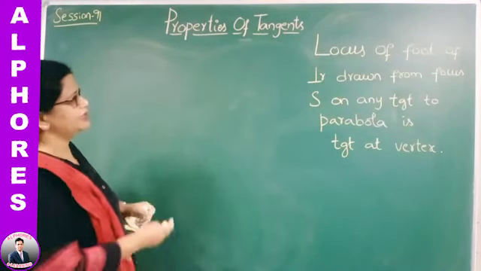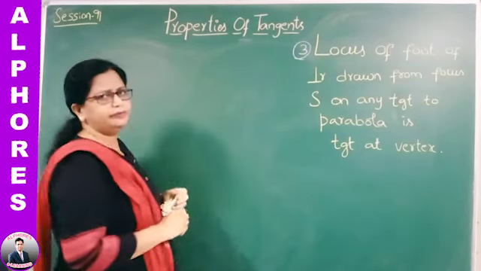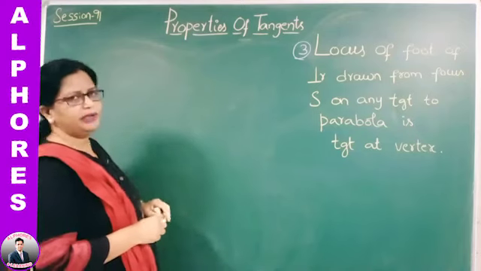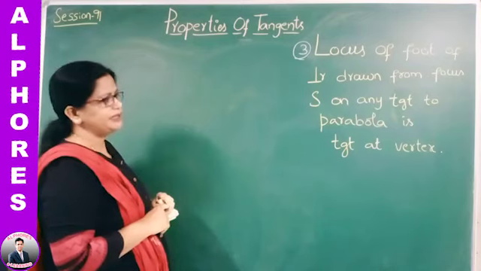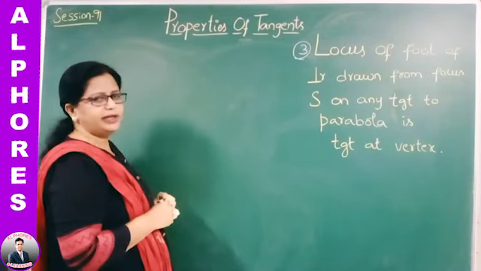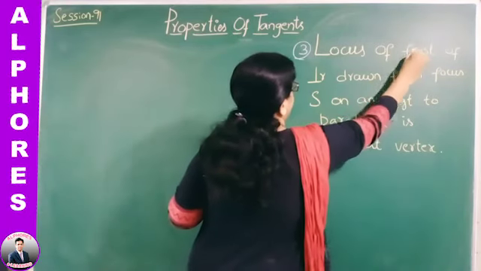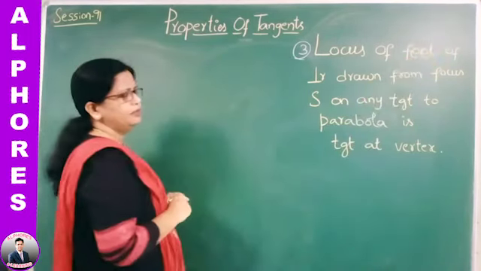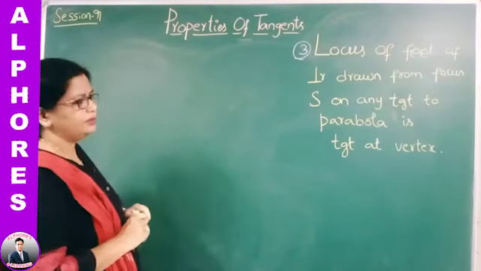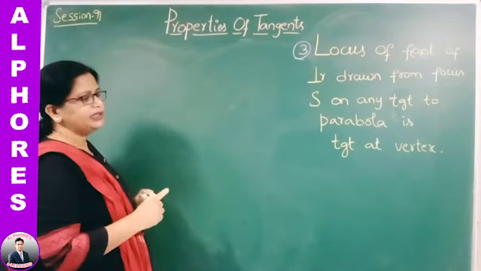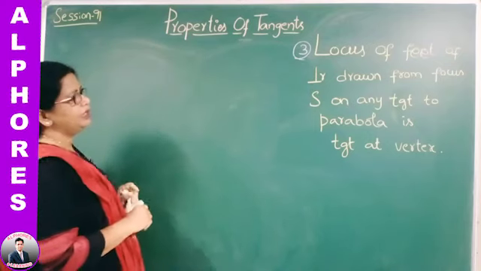Now let's have a glance at the third property, students. Till now we have observed two properties. This one is the third one. The locus of the foot of perpendicular drawn from focus S on any tangent to a parabola is nothing but the tangent at vertex, okay. So we can use the feet of perpendicular also: the locus of feet of perpendicular drawn from focus S on any tangent to a parabola. Again we generalize here, not only for the standard parabola, it can be for any kind of parabola.